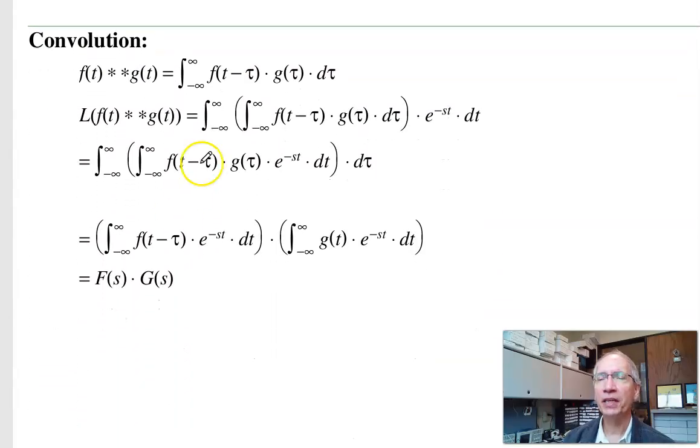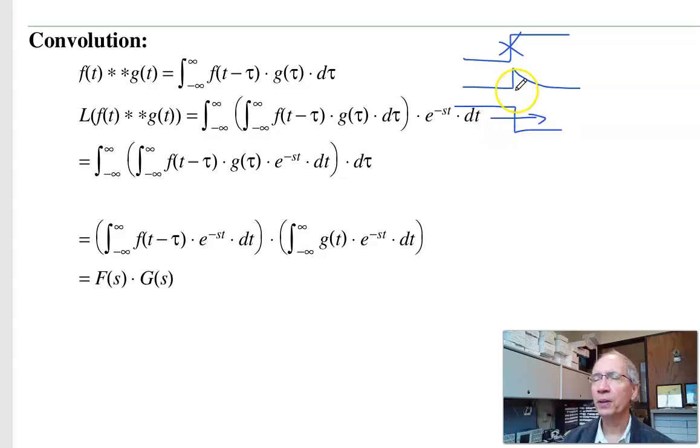Convolution. Here's the biggie. If I have Laplace transform of f convolved with g, convolution is f of t minus tau, g of tau d tau. Kind of what we did in the discrete plane. If I have, here's f, here's g. What I'll do is I'll take f and flip it like this and start sweeping it. Multiply the two together, and the integral of the product is the convolution.